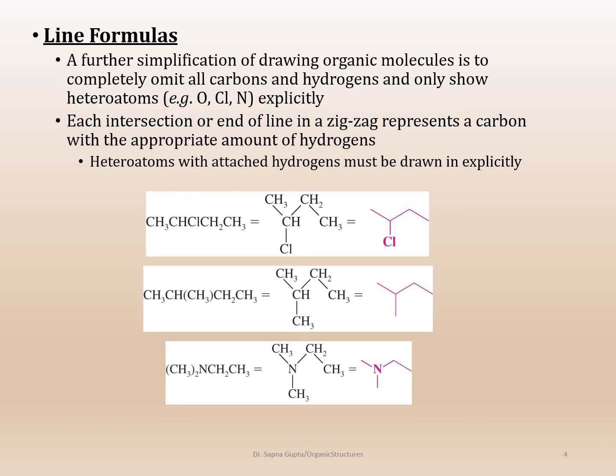In the line structure, the rule is that you don't draw any carbon, and you don't draw any hydrogen, unless that hydrogen is connected to a heteroatom. A heteroatom is again anything other than carbon or hydrogen. You have to show all the heteroatoms, so any chlorine, oxygen, nitrogen, sulfur, you have to show all of those. Only carbons and hydrogens are allowed to be invisible.